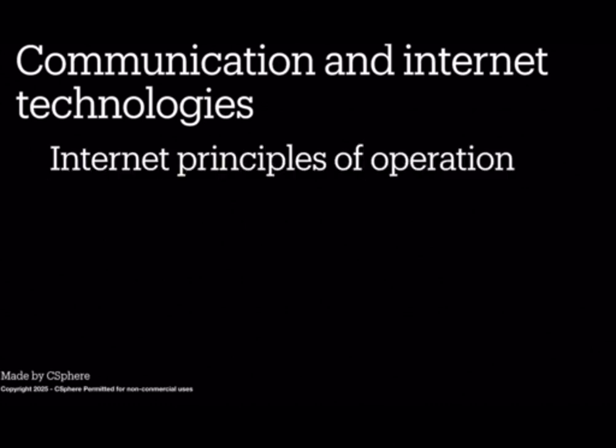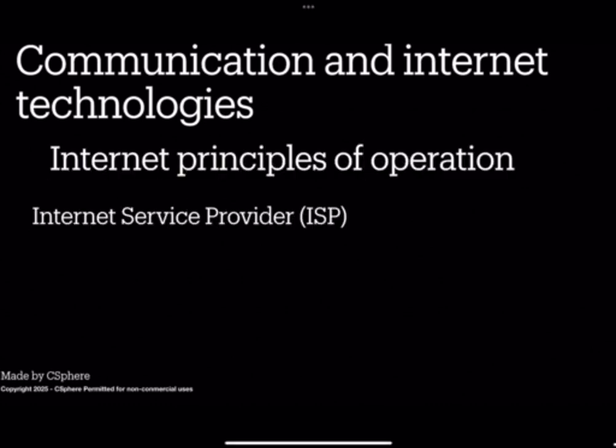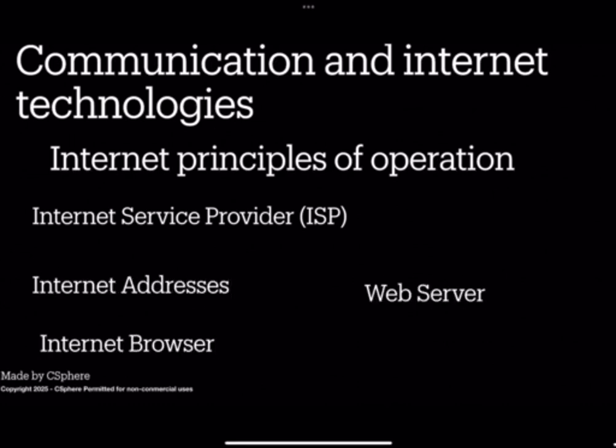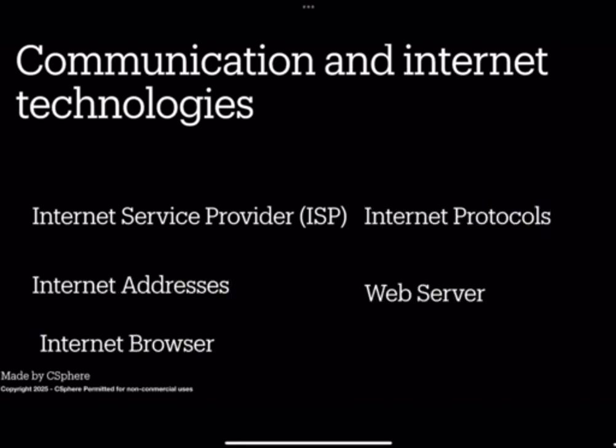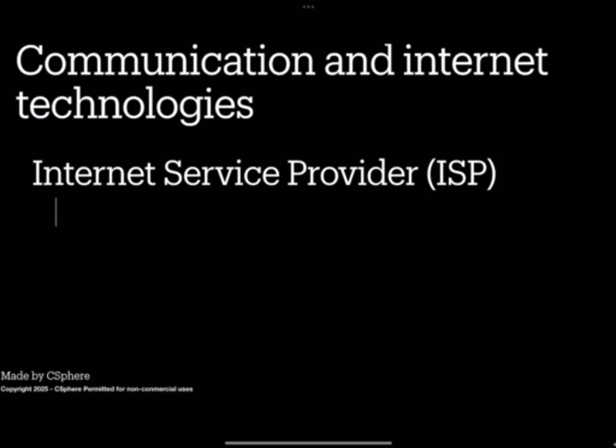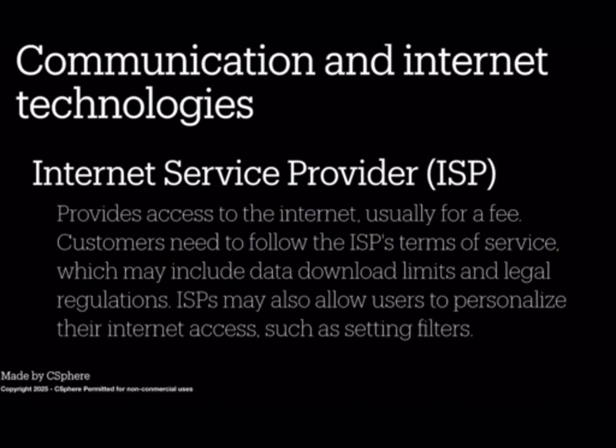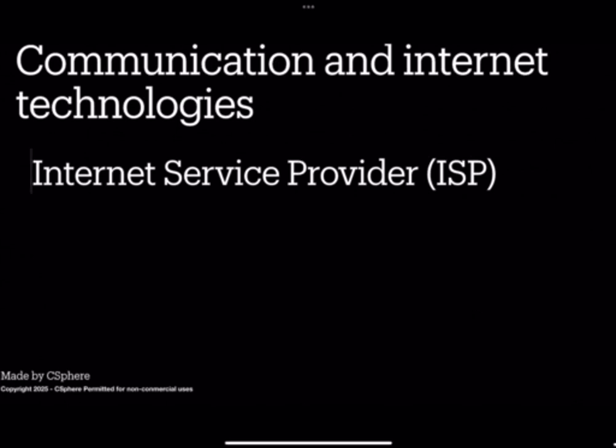And we also have Internet Principles of Operation, where we separate it into Internet Service Provider, ISP, Internet Addresses, Internet Browser, Web Server, and Internet Protocols. So first, we will talk about Internet Service Provider. It provides access to the Internet, usually for a fee. Customers need to follow the ISP's terms of service, which may include data download limits and legal regulations. ISPs may also allow users to personalize their Internet access, such as setting filters.